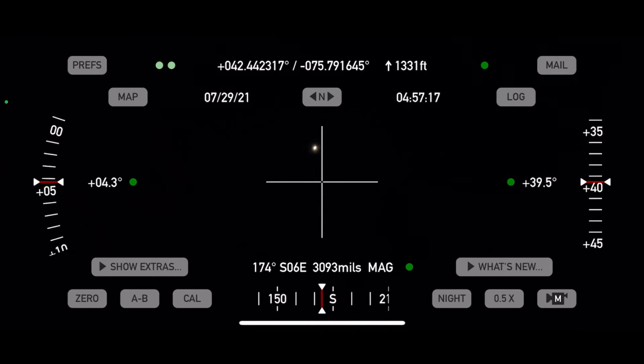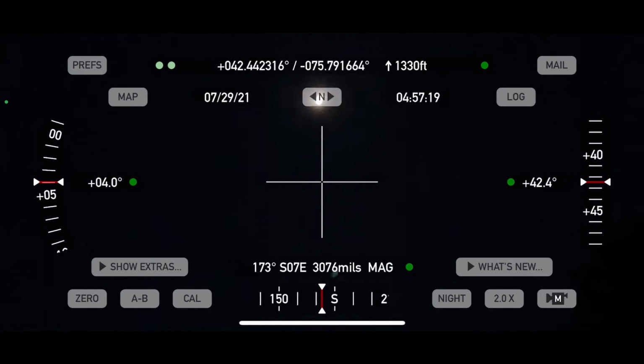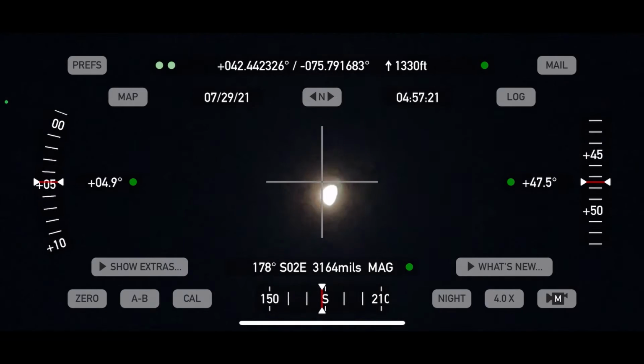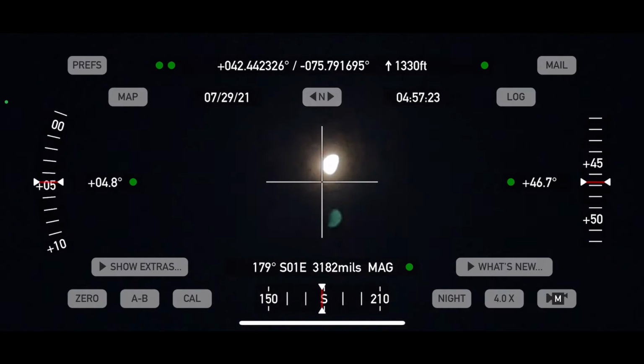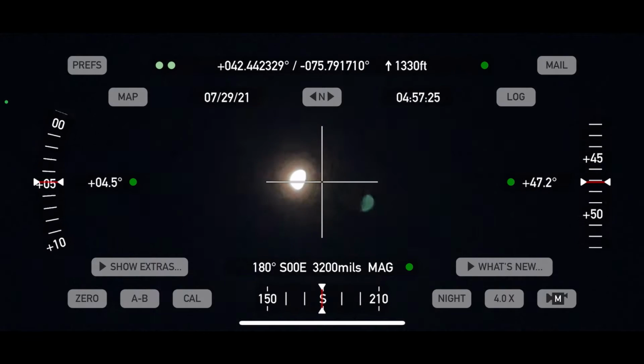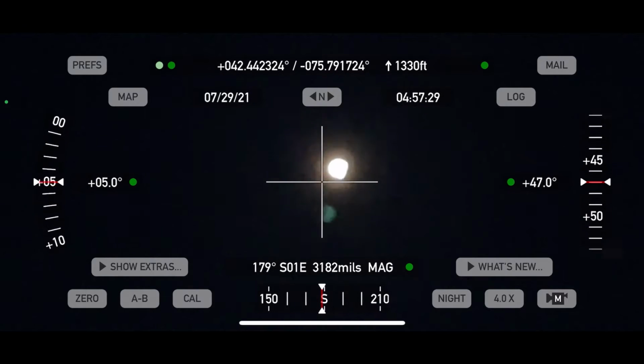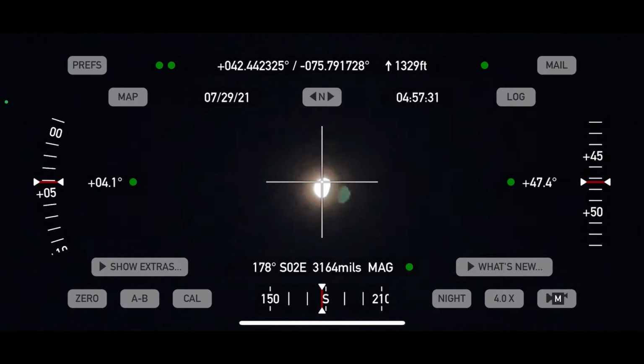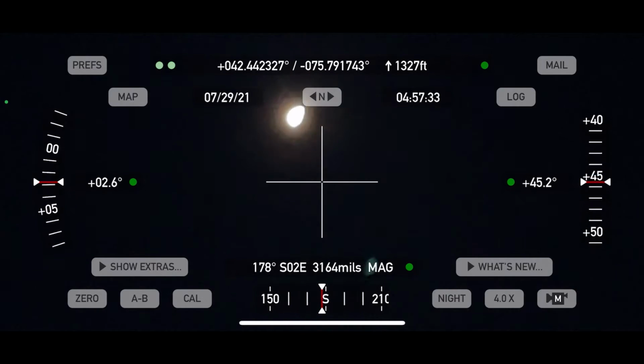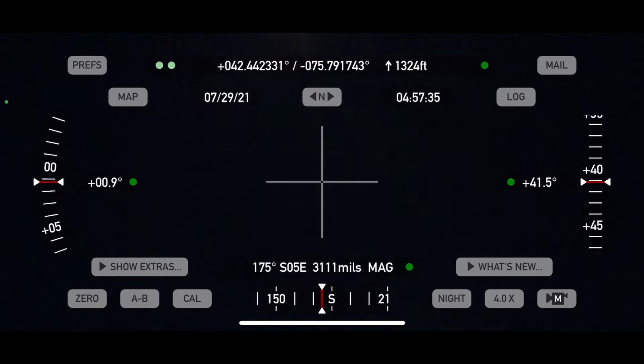Zoom in a little bit. All right, you can see at the very bottom, we're at 180 degrees due south. And on the very right, we're at 46, 47 degrees in elevation above the horizon. That's our location. And my location is 13801.